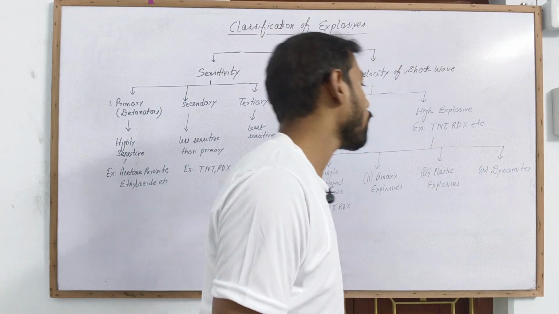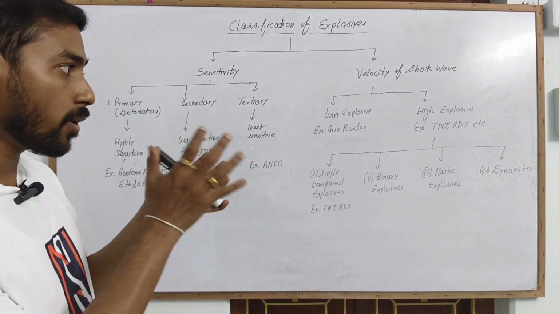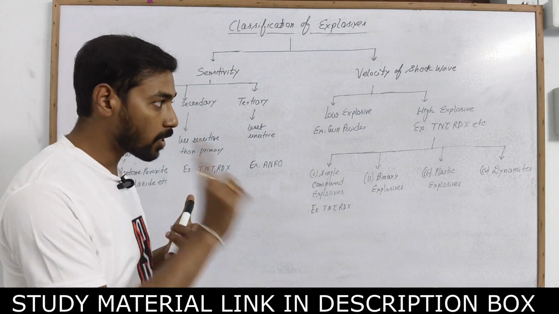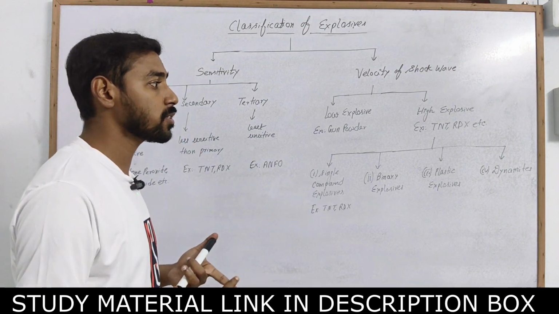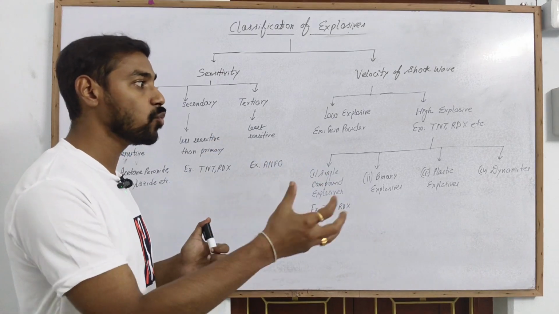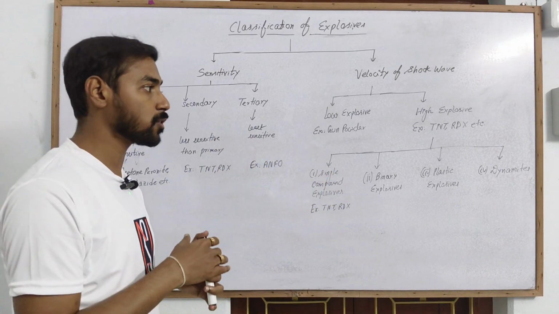And then coming to the fourth point, that is the dynamites. We have already learned that in dynamites nitroglycerin is the active ingredient, but as it is very sensitive, it is mixed with some inert ingredients like wood dust for transportation and storage purposes.